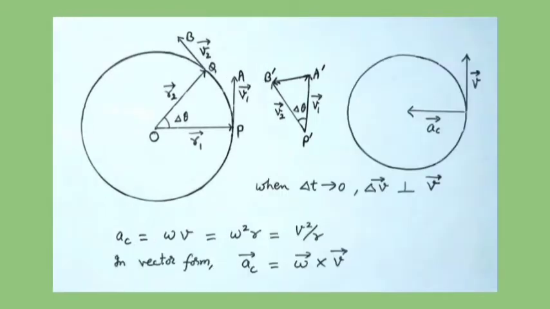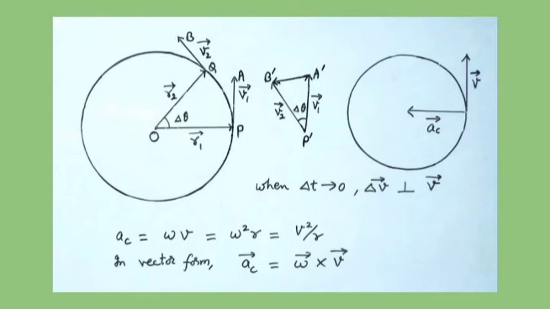The direction of centripetal acceleration is the same as that of delta v. As delta t decreases, delta theta also decreases, making delta v more and more perpendicular to v. When delta t tends to 0, delta v becomes perpendicular to v. Thus, delta v and hence ac are directed along the radius of the circular path towards its center. This is the reason the centripetal acceleration is also called radial acceleration.